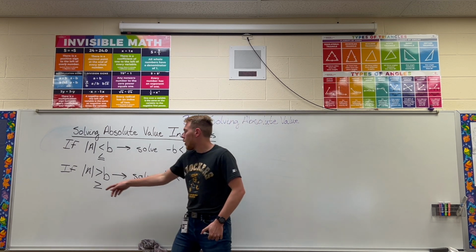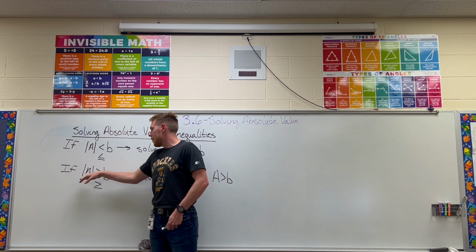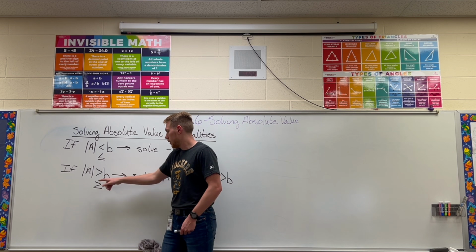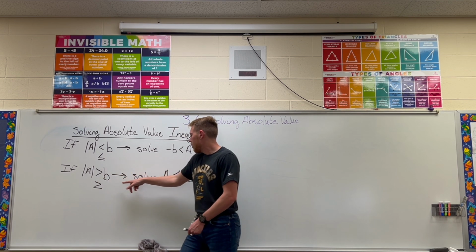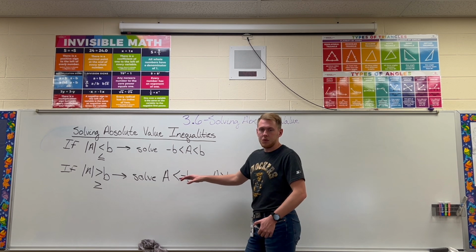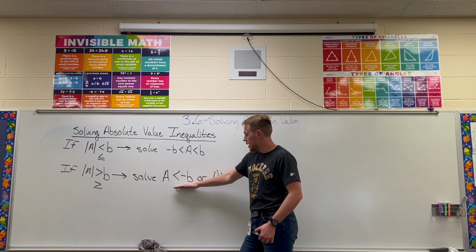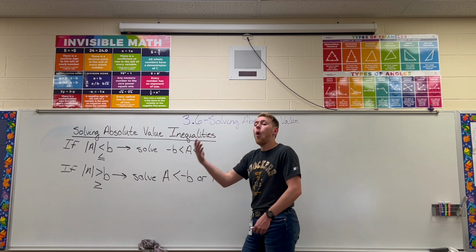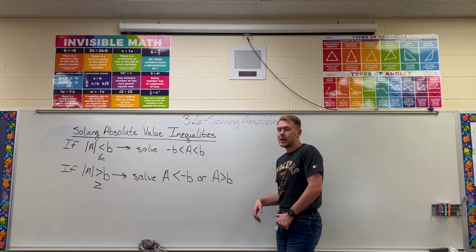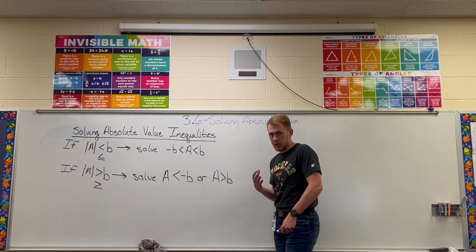Okay, if the absolute value of A is greater than or equal to B, again, they follow the same rules, then you solve it for A is less than negative B, or A is greater than B, okay? So this is where those compound inequality rules come from.